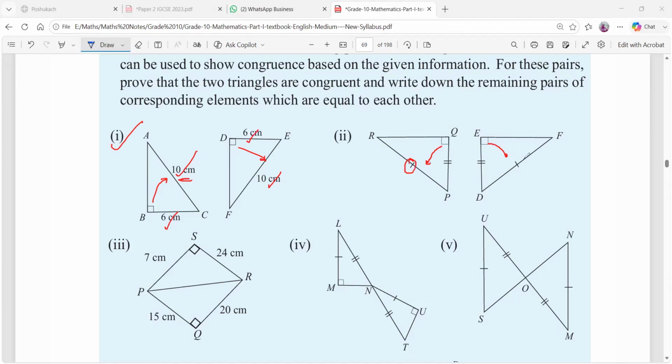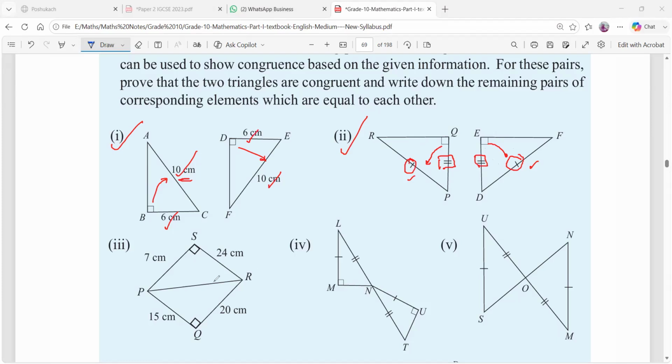In front of 90 degrees, they are hypotenuse equally. Okay. So hypotenuse equal each other. So one side is equal each other. So hypotenuse and one side equal each other, both sides. So it's congruent.